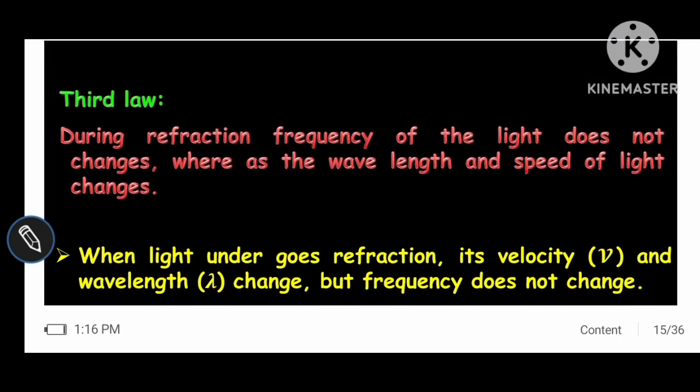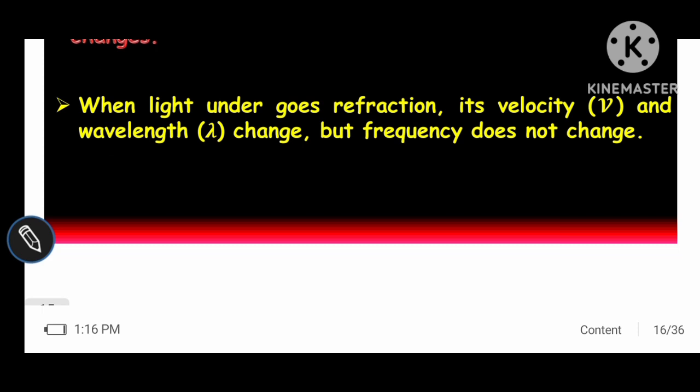This is one of the exceptions we can say. Third law: during refraction, frequency of the light does not change, whereas the wavelength and speed of the light changes. This is the third law you can say of refraction. One more thing, when the light undergoes refraction, its velocity and wavelength changes, but frequency does not change. This happens due to the change in the media.